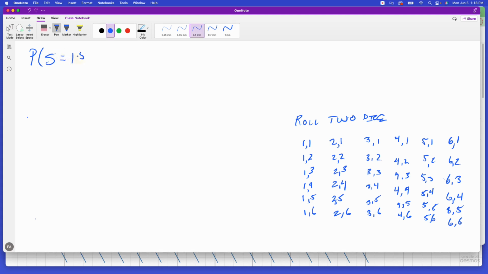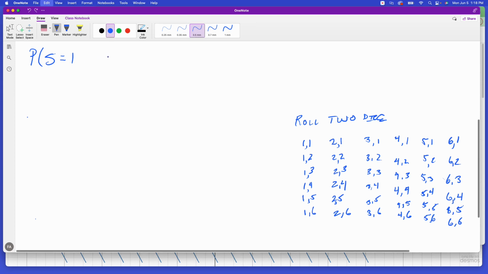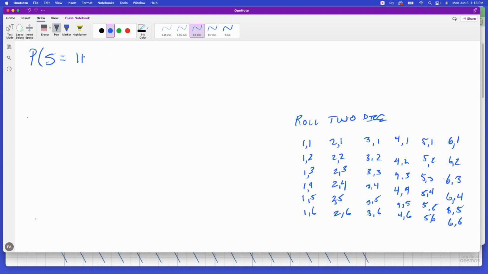So if I want the probability of my sum equaling 11, that would be 2 out of 36, right? So what if I want the probability of my sum equaling, say, 4? Well, how many different ways can I get 4? Let's look at the table that we created. I can get 4 with a 1 and a 3, a 2 and a 2, and a 3 and a 1. So that's 3 different ways I can get 4.